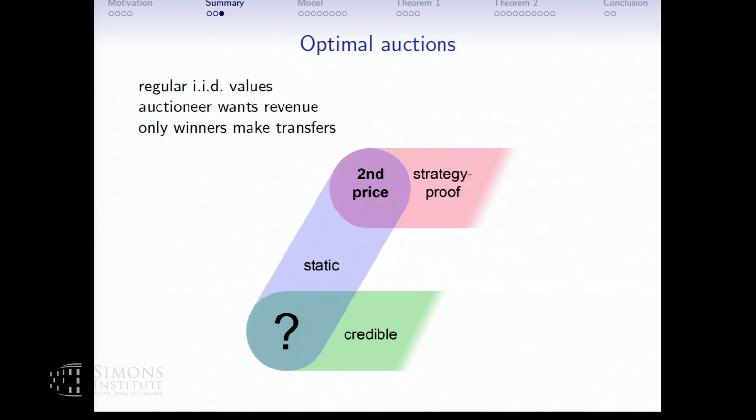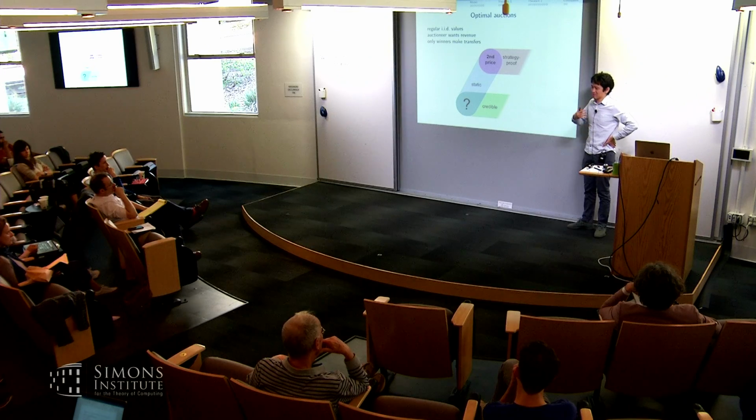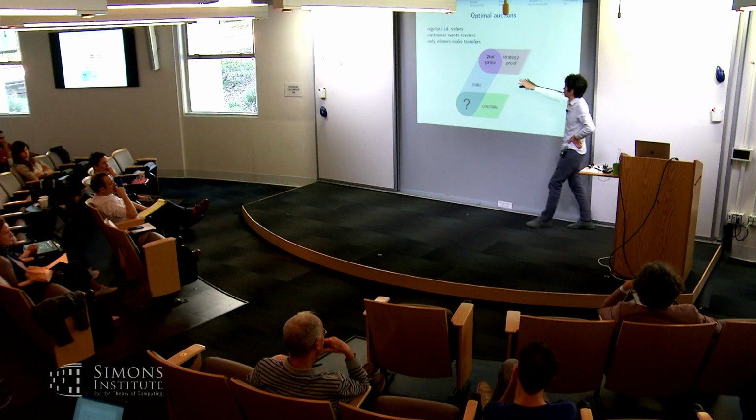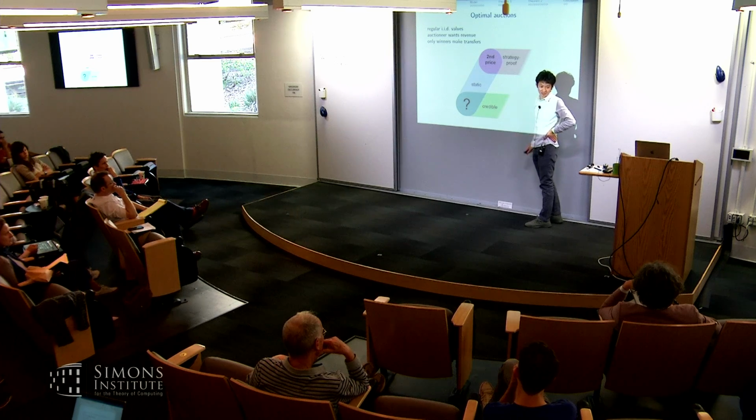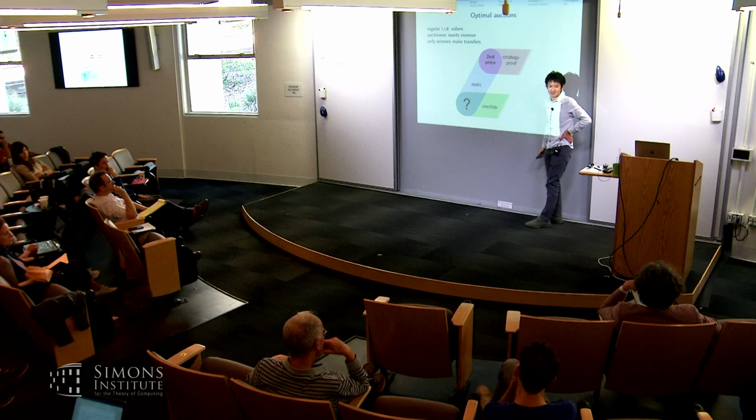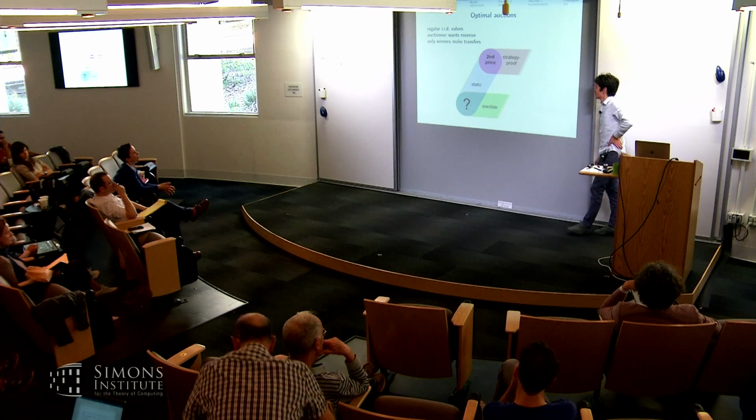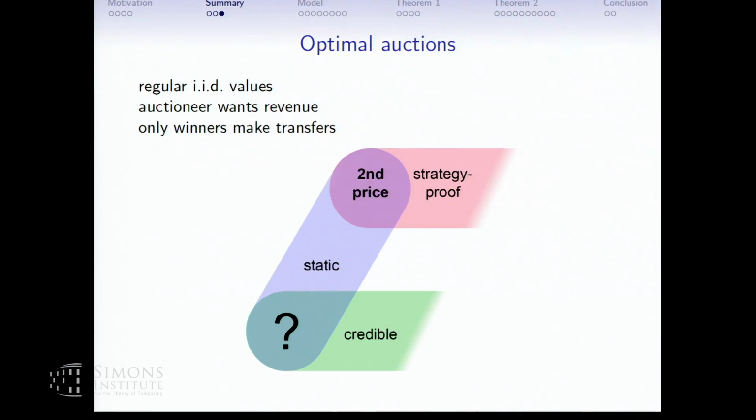Now, a very natural question is, sorry, what do you mean optimal in terms of revenue? You just said optimal in terms of revenue. So I mean optimal in that it maximizes the expected revenue of the auctioneer. So this is a second price auction with a Myerson reserve. So second price auctions are not credible by the definition.